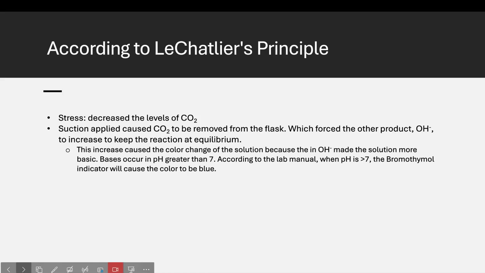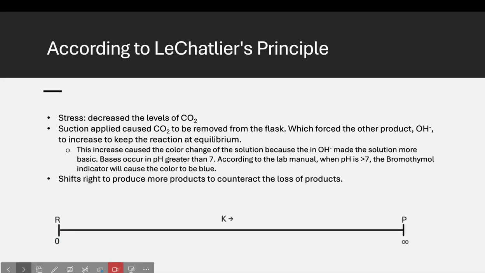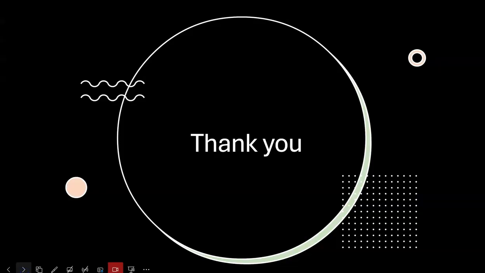And this was actually stated in our lab manual, that if the pH is greater than 7, it'll cause the solution to be blue because that means that it's basic. And as I've said, it's going to shift to the right to produce more products because there was a loss of products during the actual experiment. And there is the Le Chatelier's number line representing the fact that K shifts to the right. Thank you, and that concludes my video presentation.